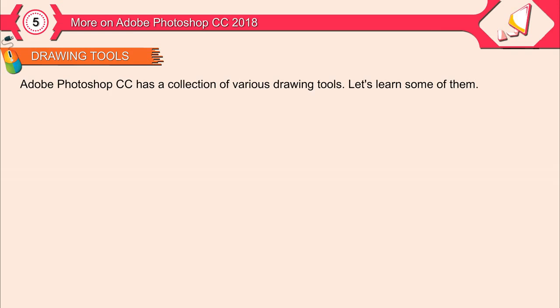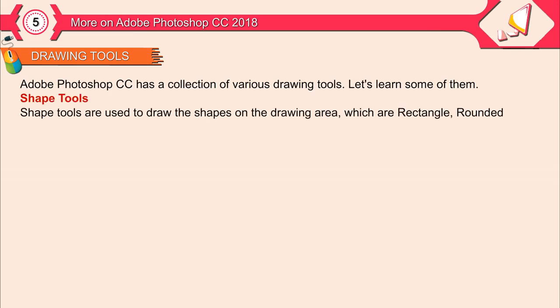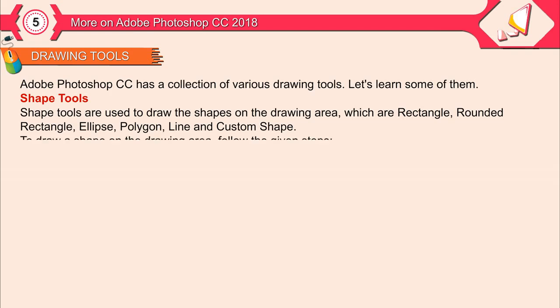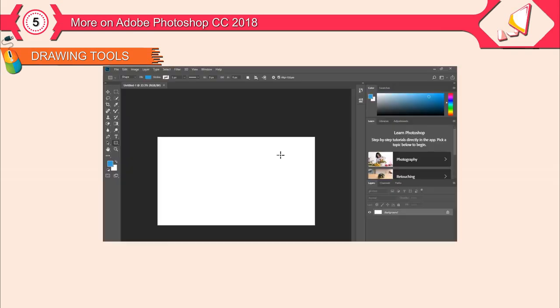Let's learn some of them. Shape tools. Shape tools are used to draw the shapes on the drawing area, which are rectangle, rounded rectangle, ellipse, polygon, line, and custom shape. To draw a shape on the drawing area, follow the given steps.